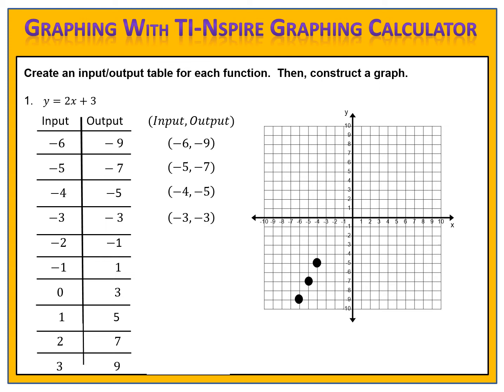Input -3, output -3 is -3, -3. And then I plot that point on the graph. -2, -1, input and output. I plot those points on the graph. -1 input, +1 output, -1, 1. Plot the point on the graph. 0, 3. Plot the point on the graph. 1, 5. Plot the point on the graph. 2, 7. Plot the point on the graph. 3, 9. Plot the point on the graph.